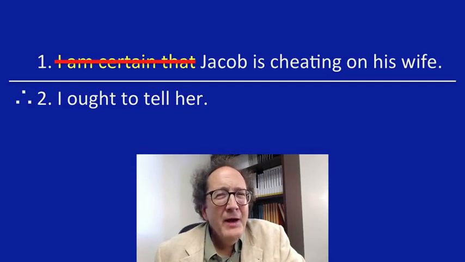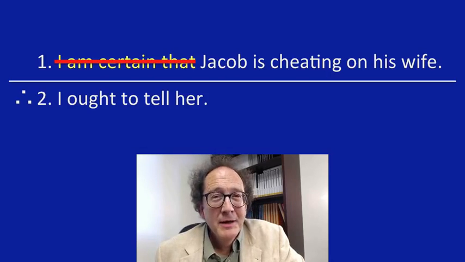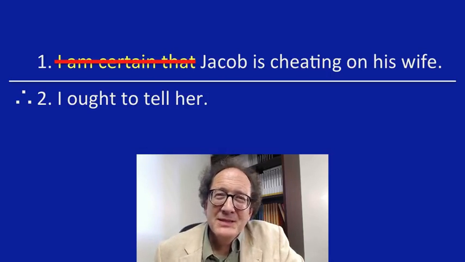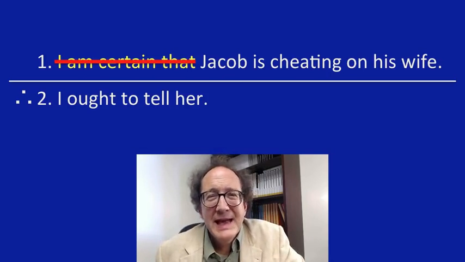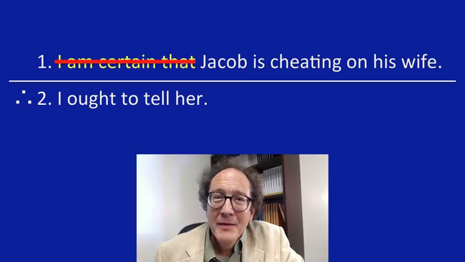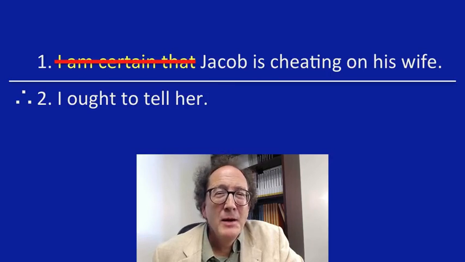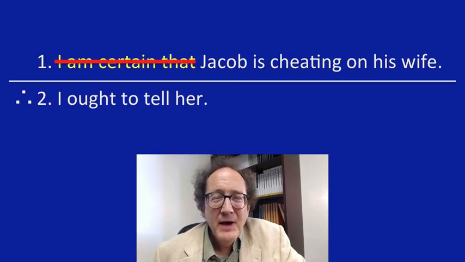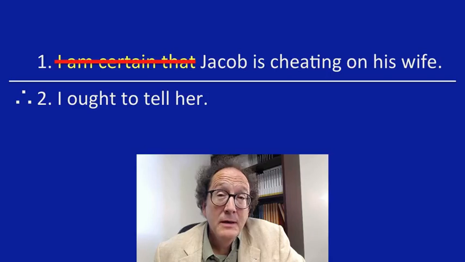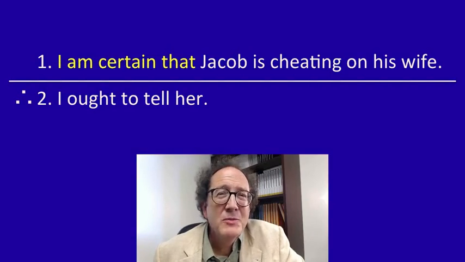But now think about that argument. The mere fact that he's cheating on his wife doesn't mean I ought to tell her if I'm not certain. Because if I have some suspicions or I'm just guessing, but I really don't know, then I probably ought not to tell Jacob's wife that Jacob is cheating on her. So here, the force of the argument does seem to depend on my certainty. If I'm not certain, I shouldn't tell her. If I am certain, maybe I should. So we can't cross out the assuring term in this case because that would distort the argument.